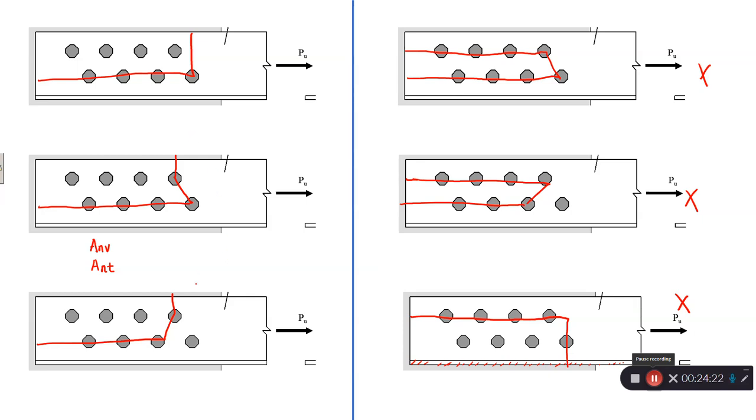So I'm going to compare the three cases. First of all, I will calculate the tension. Okay. So if I'm going to compare these two, they should have the same shear component. And the difference between these two is going to be the tension. The tension, right? So let's calculate the tension area.